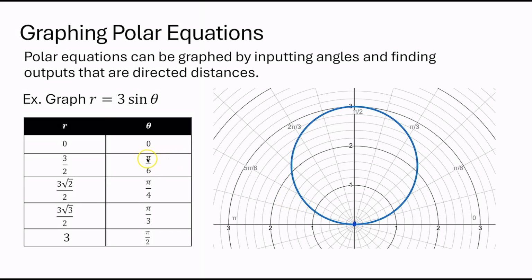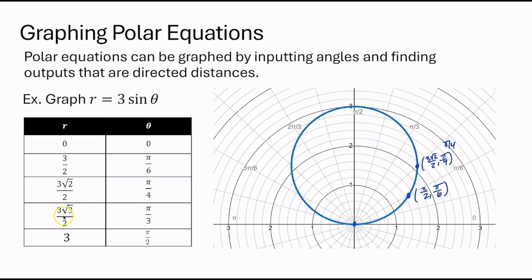And then we'd go to the angle pi over 6 and go toward it 3 over 2 or 1.5. So here's pi over 6, and if we go toward it 1.5, that's going to lead us to this coordinate point here. So this is the point (3/2, pi over 6). And then at pi over 4, we get 3 root 2 over 2. So pi over 4 is this angle here, and we go toward it an amount of 3 root 2 over 2. It looks like that's going to be a little bit bigger than 2. So this is (3 root 2 over 2, pi over 4).